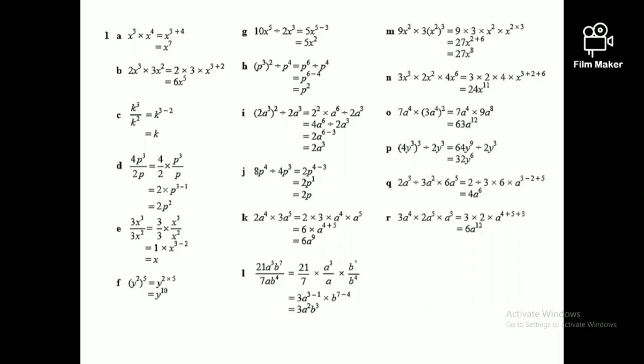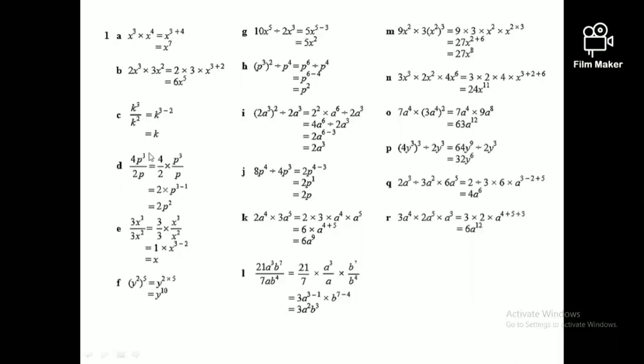Right. If you come to the next example, that is k to the power 3 divided by k to the power 2. So simply, division means subtraction of powers. K to the power 3 minus 2 is k to the power 1. That is just k. Right.